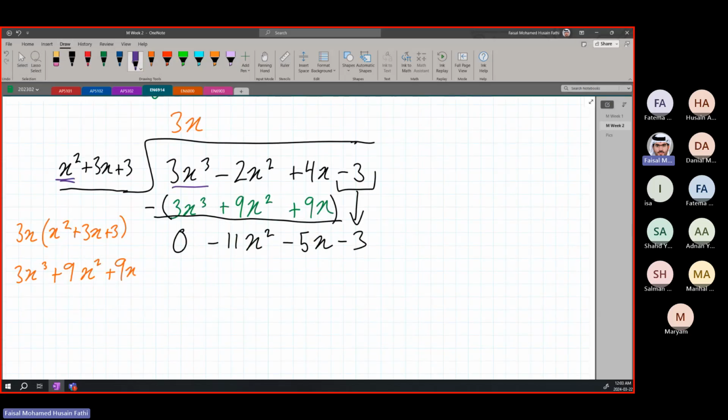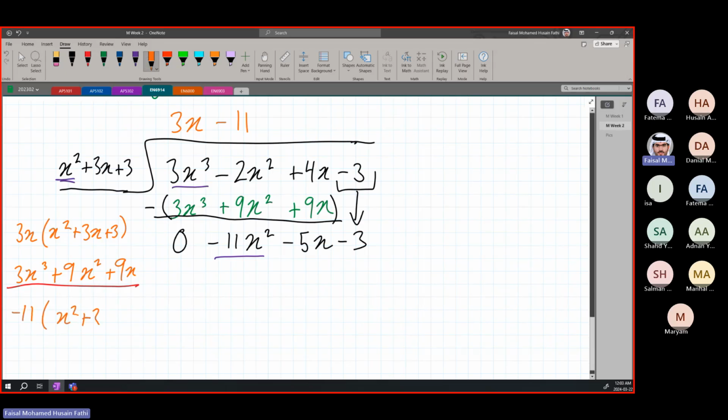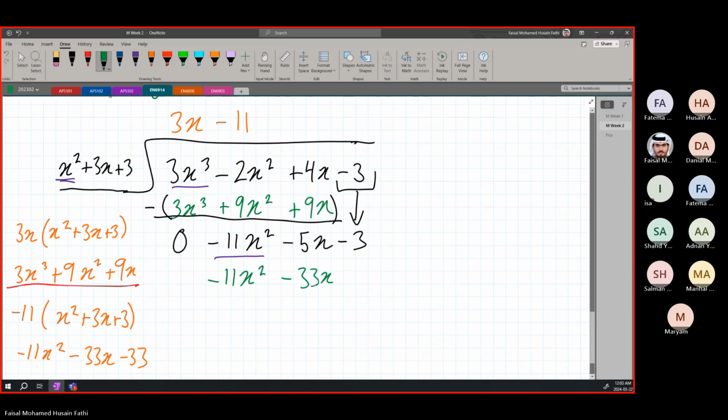We look at the first term here, which is minus 11x squared. So what do you have to multiply x squared by to get minus 11x squared? Of course, just minus 11. Okay? So we're done with the first one. Now we'll look at the second one. So it's going to be minus 11 into x squared plus 3x plus 3: minus 11x squared minus 33x minus 33, minus 11 times 3x, minus 11 times 3. We're just going to rewrite this underneath here. So minus 11x squared minus 33x minus 33.